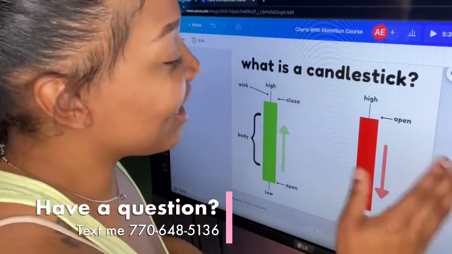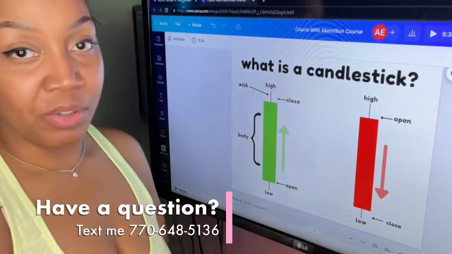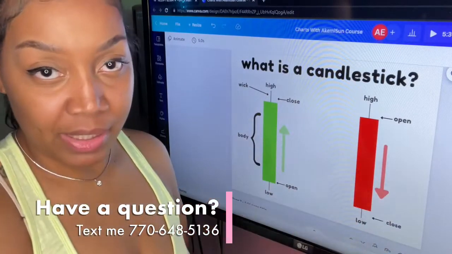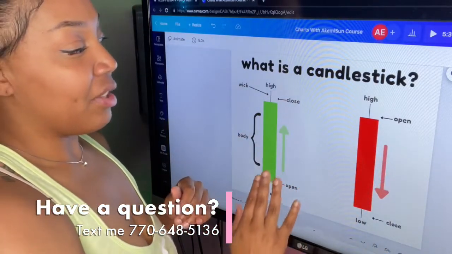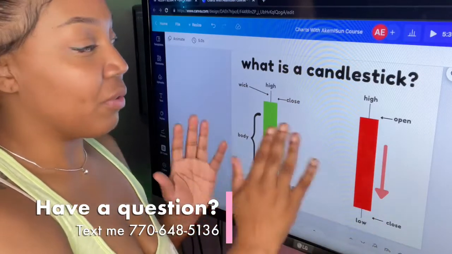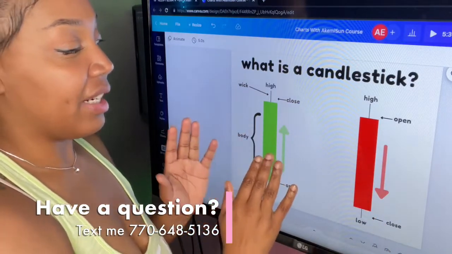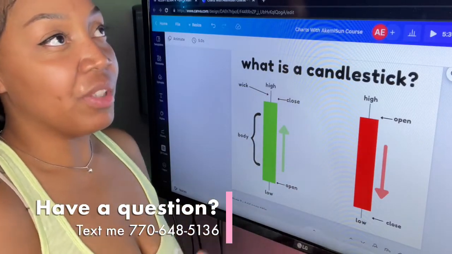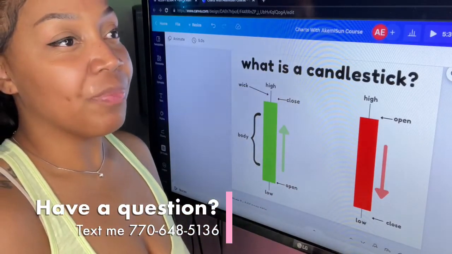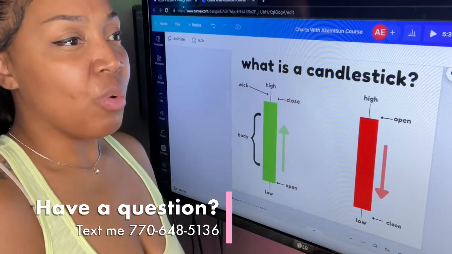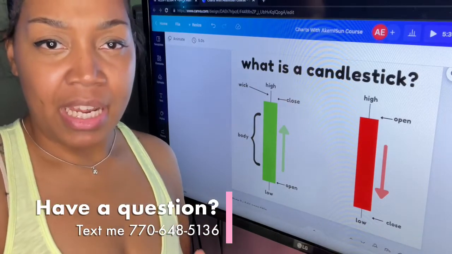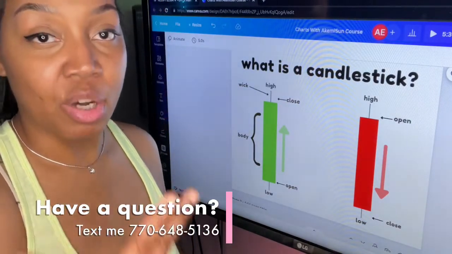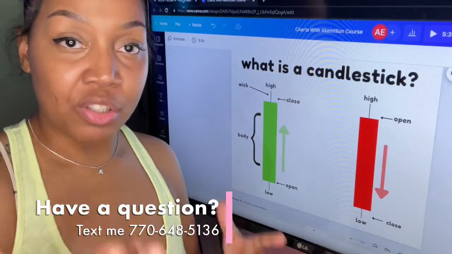First and foremost, you have to understand that there are two types of candlesticks. You have the green and the red one. What I want you to understand is that green means bullish. When you hear someone talking about the markets and they say, "I think the market is bullish," they mean that the market is going up, or something referring to going up.